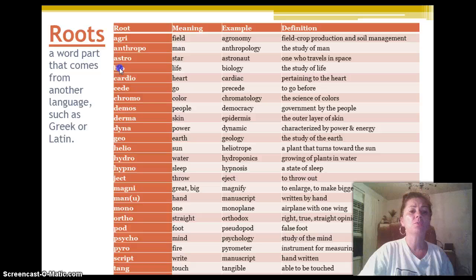Let's come down here to the word bio. The word bio means life. Well, that's pretty obvious. You study biology, which is the study of life. So anything with bio in it has to do with life. How many of you have ever been to a cardiologist?